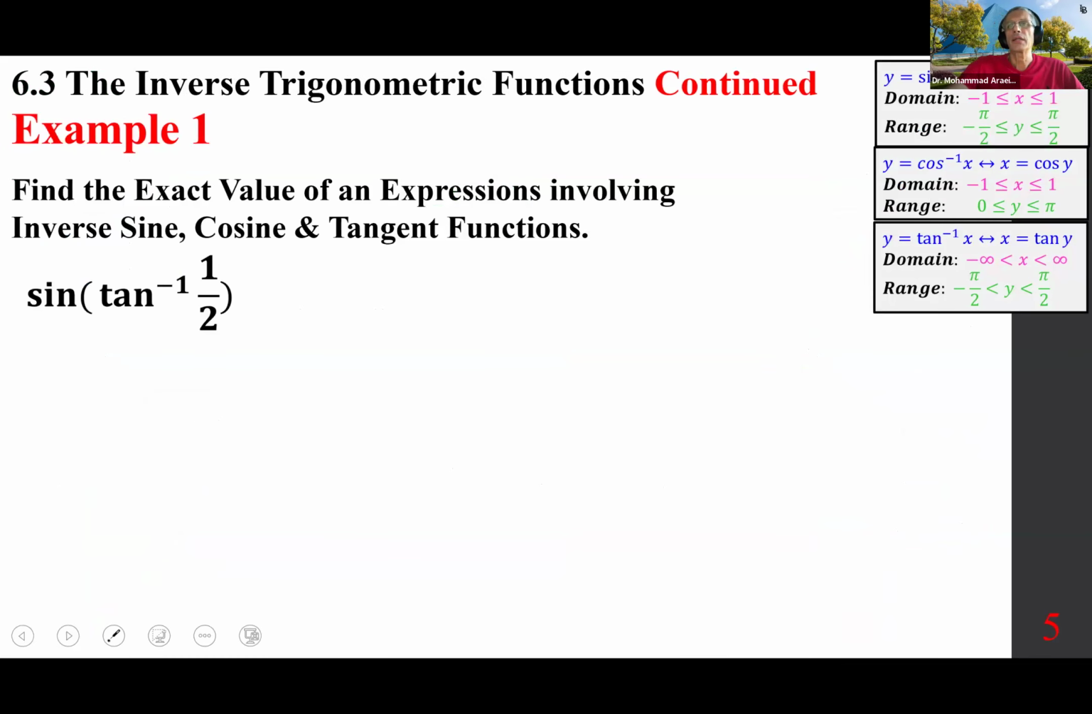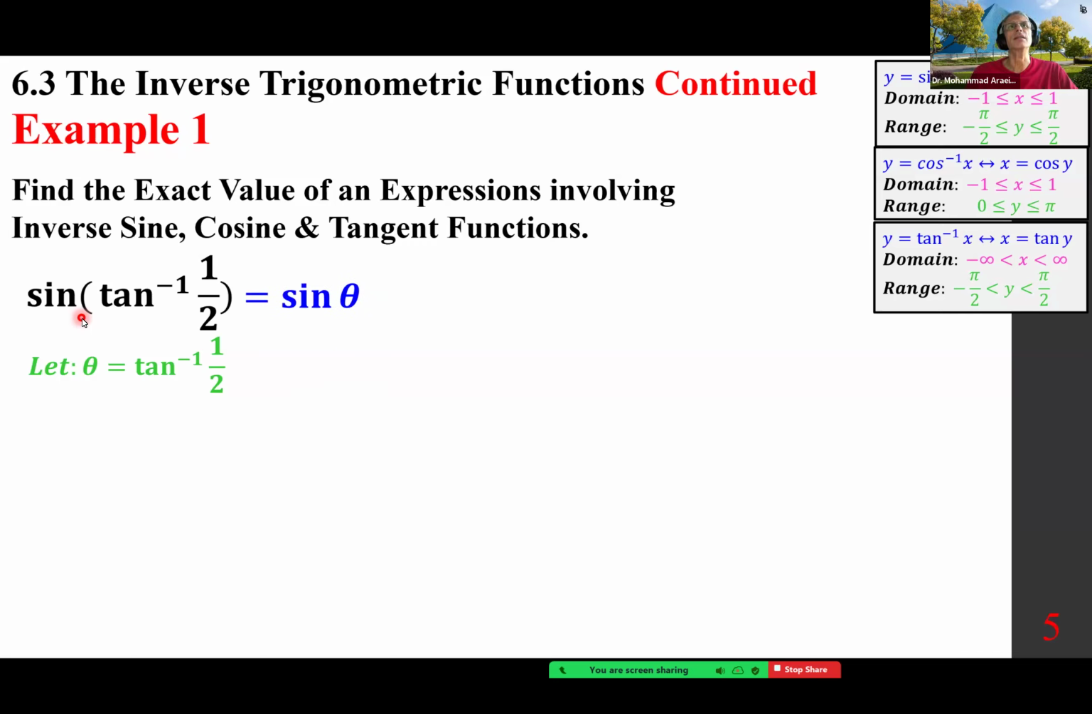And now let's look at this example, and here's the synopsis of what we have covered. The inverse trigonometric functions continued. Find the exact value of an expression involving inverse sine, cosine, and tangent function. So sine of tan inverse of 1/2. Please understand this is an arc or an angle, so you let theta represent that. And that means we are looking for sine theta, everybody. That's the idea.